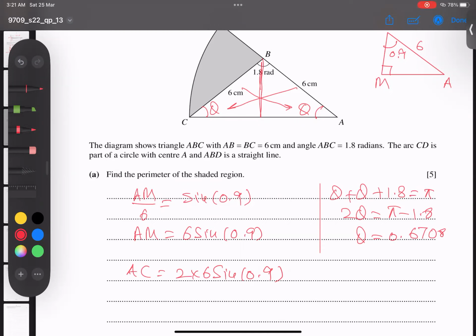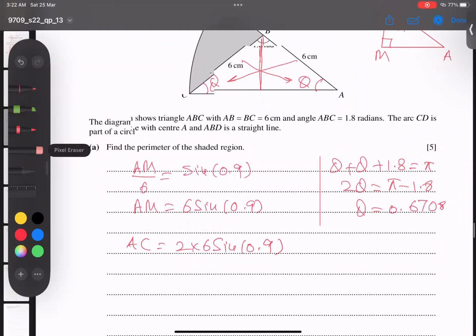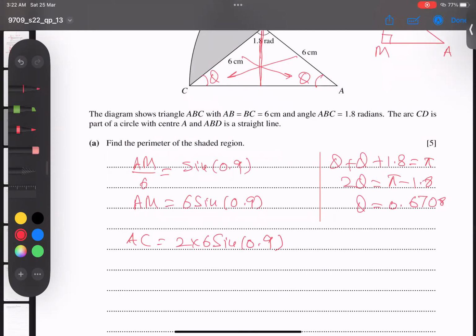And make one thing clear, whenever you're doing this kind of question, your calculator must be in radian mode. This is very, very important. And when you finish the question, convert back into degree mode. So AC is very clear. AC I'm getting here 9.3999 centimeters. After this, we can say 9.4 even, no issue at all.